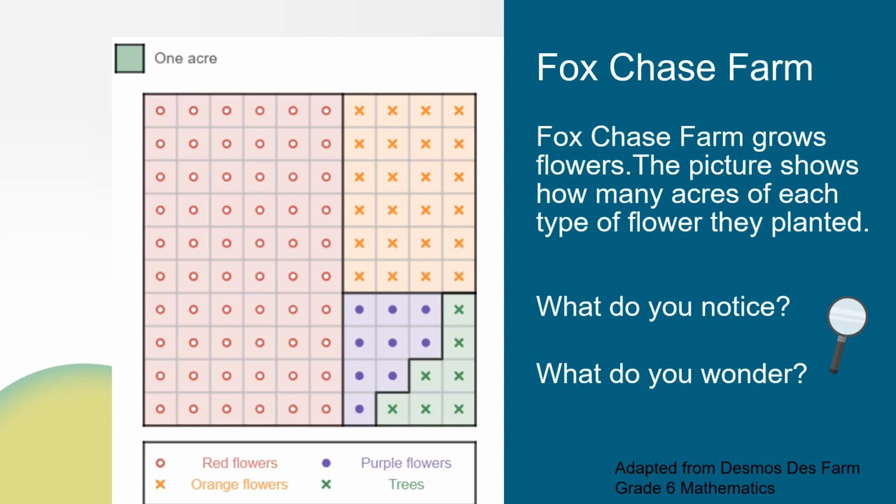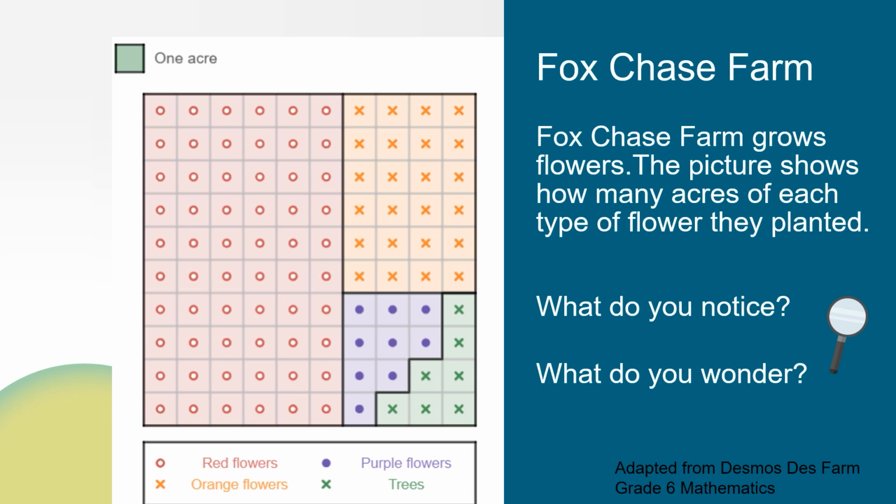You might have noticed that the farm is split into 100 acres. So 1 acre would represent 1/100th of the farm. You might have noticed that more than half of the farm is planted with red flowers. Maybe you noticed that the trees and purple flowers represent the smallest fractions of the farm.